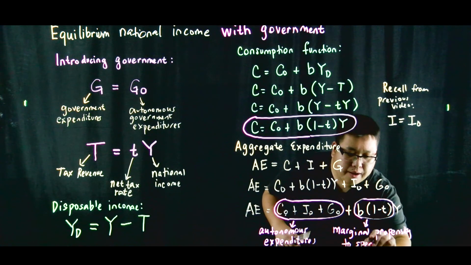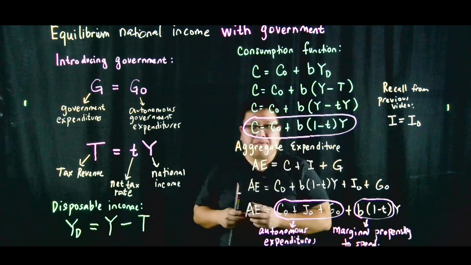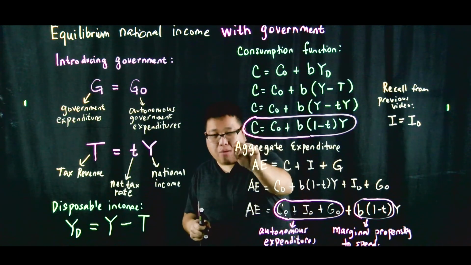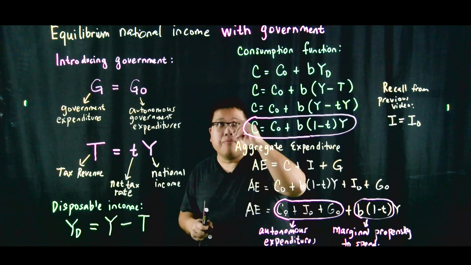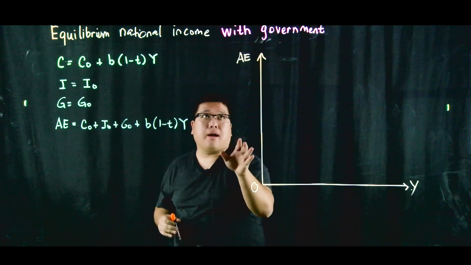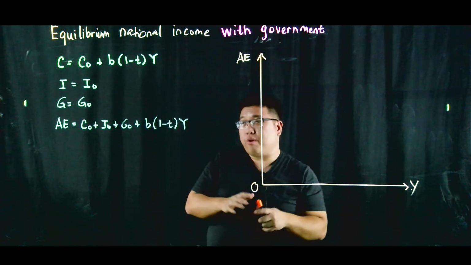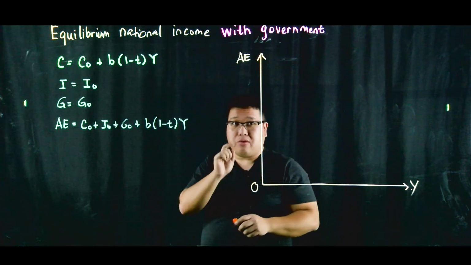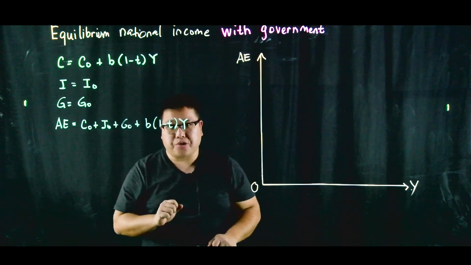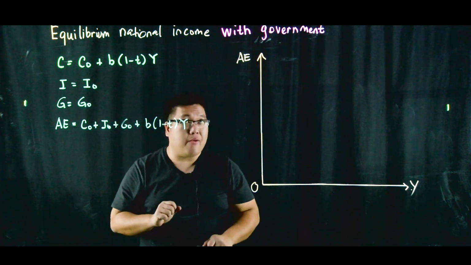Okay. Now, in the next part of this video, we're going to graph our AE and solve for the equilibrium national income when government is present in the model. All right, so what I did here was rewrite all the equations that we will need to construct the graph that would give us the equilibrium national income and equilibrium aggregate expenditure.